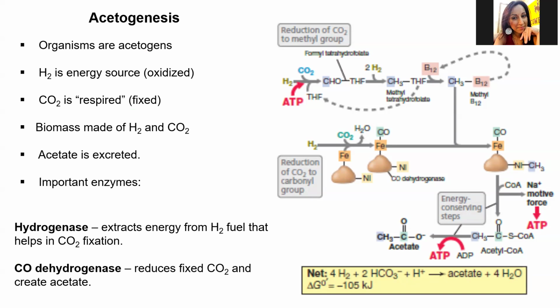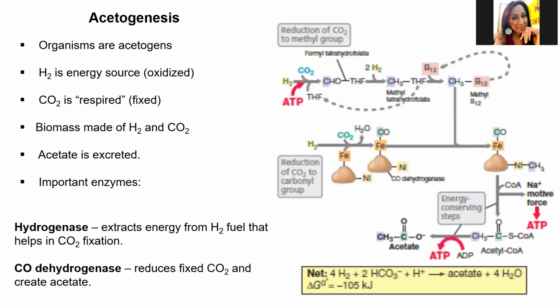Why hydrogen? Well, because this was one of the first metabolisms, so only hydrogen was available. It's not phototrophic, and it cannot use hydrogen sulfide, so it's hydrogen. What is respired? Carbon dioxide. Or we can say carbon dioxide is fixed. What is excreted here is acetate, which is why we call them acetogens. And the most important enzymes that I will add are hydrogenase and carbon monoxide dehydrogenase.